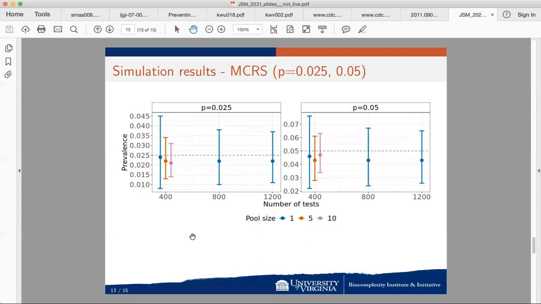And again, this is the same sort of situation with the larger prevalences. We see the same story here.